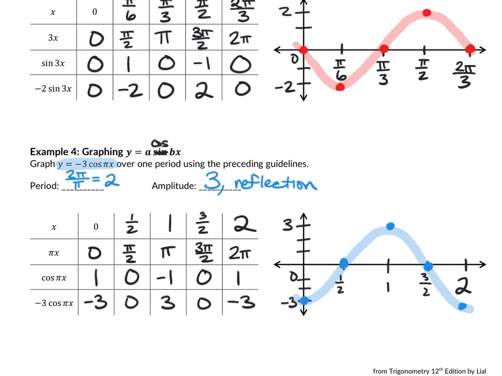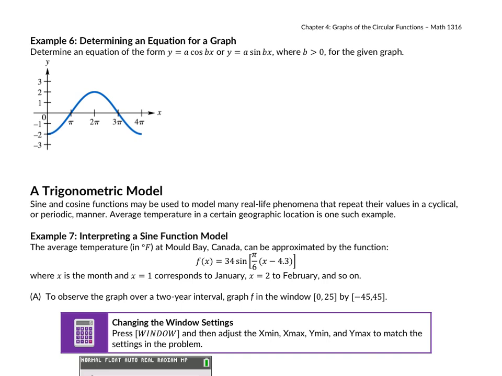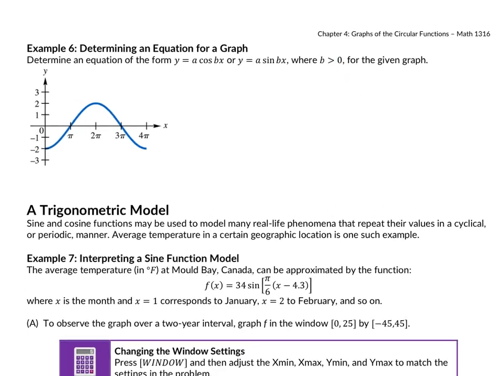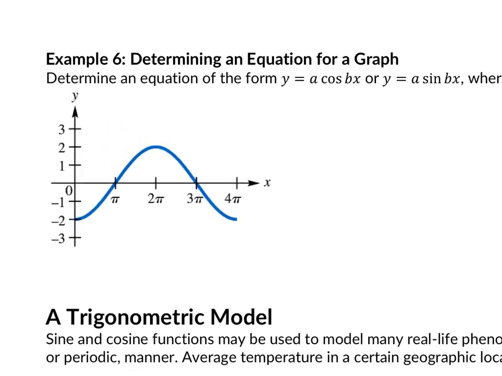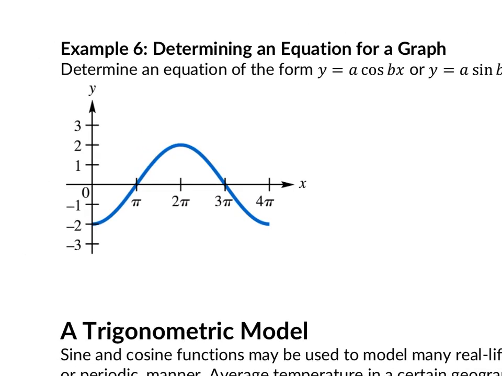Okay, example 6. It says determining an equation for a graph. So if I give you a picture of a graph, we should have the skills to be able to determine the entire equation for it. We'll add more complications as we keep going. But determining an equation for this form, it didn't tell me right away if it's sine or if it's cosine. But if we look at this graph, does it resemble a cosine wave or a sine wave?